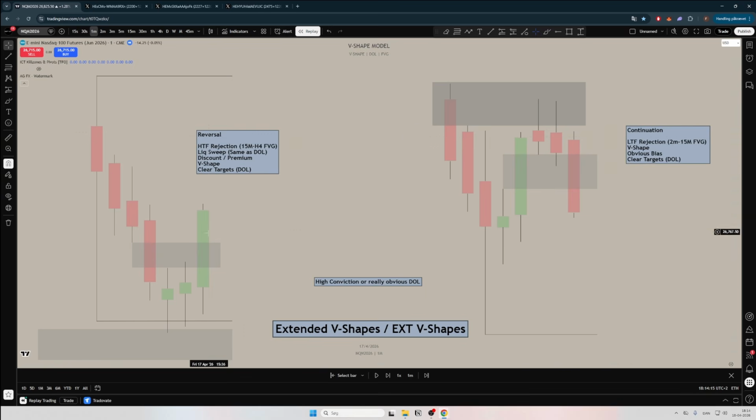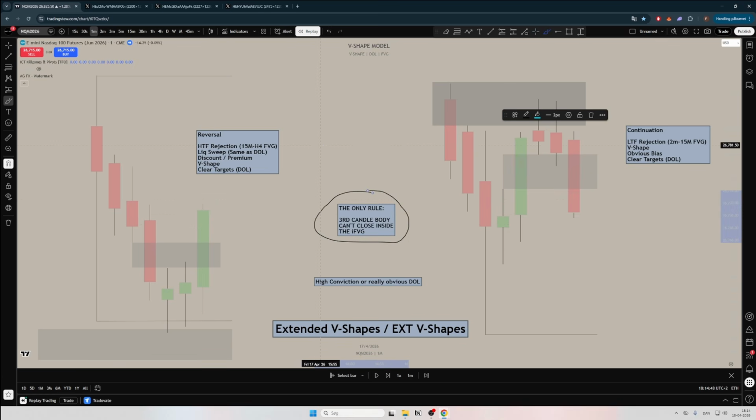And as you can see, it's the same type of setups, but just with the 4th candle closing above. And the only rule that I have for extended V-shape is the 3rd candle body can't close inside the inversion fair value gap. And as you can see, this is a valid extended V-shape because the 3rd candle doesn't close inside the inversion fair value gap with the body of the candle, as you can see here. And the same with the continuation setup. It doesn't close inside the inversion fair value gap.